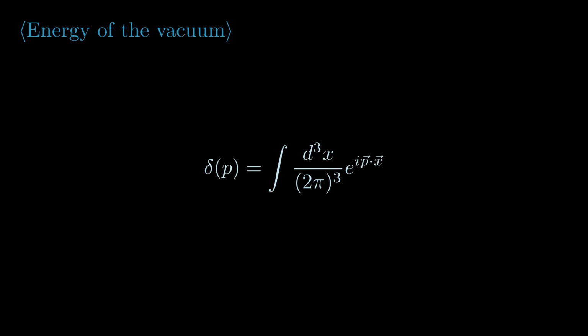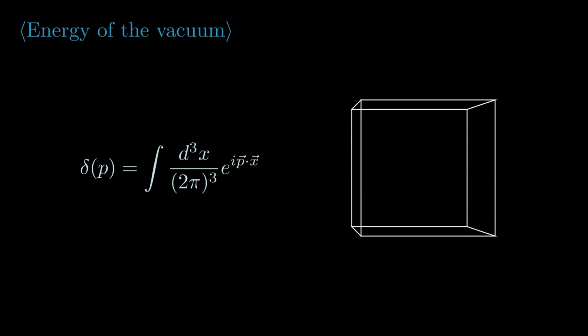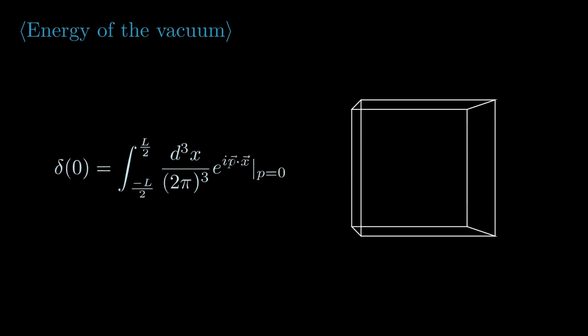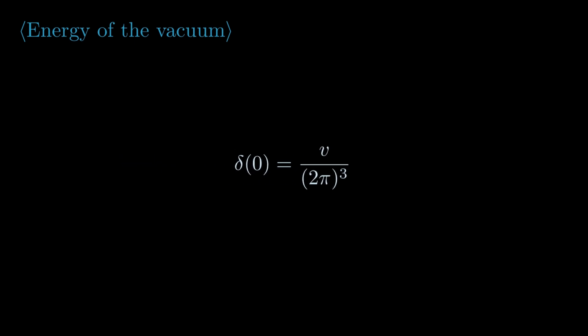Let's decrease the size of the universe and put it in a box of side length L. As a result, the limits of the delta function now range from minus L by 2 to L by 2, and the delta of 0 becomes this. We see that the delta function now becomes V over 2 pi cubed, where V represents the volume of the box, i.e., the universe. Substituting this expression we got for the delta function into the expression for energy.